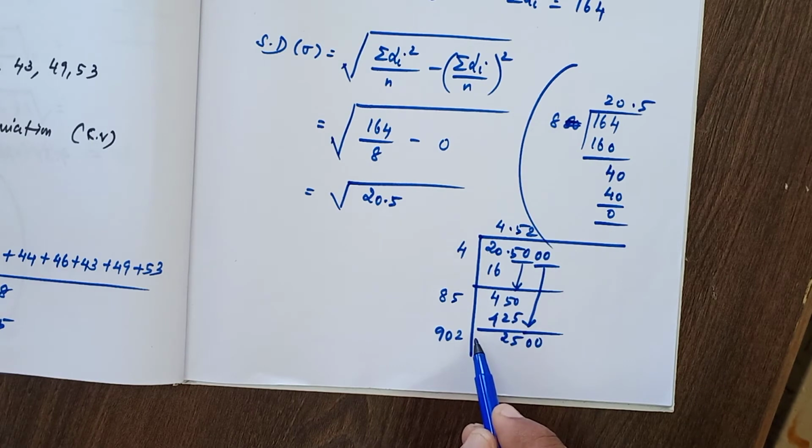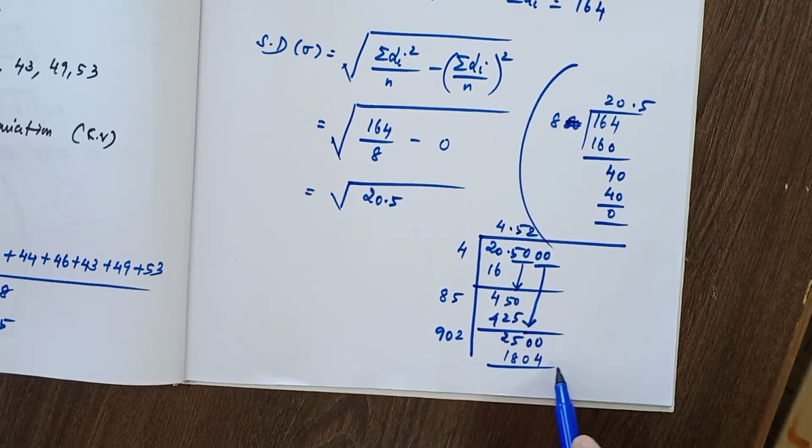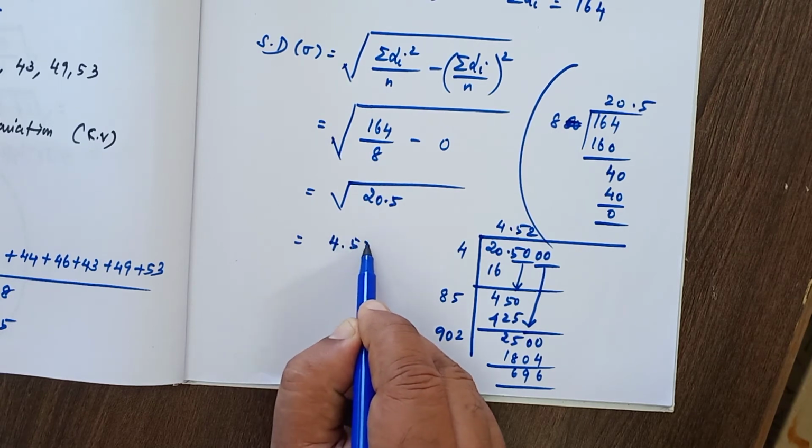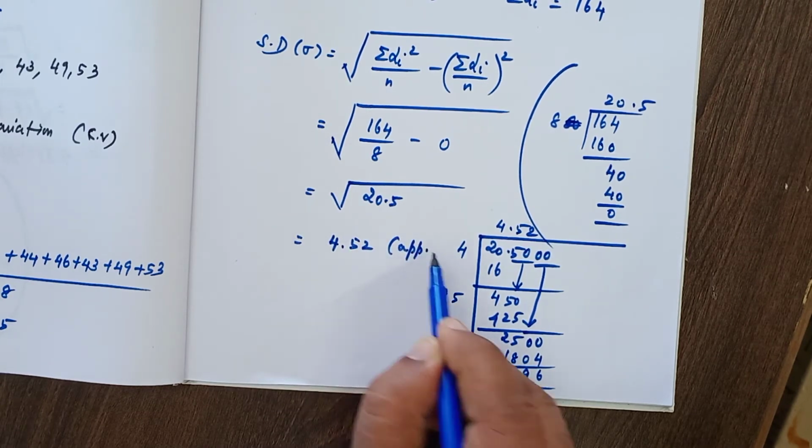Here also 2. 2 2s are 4. 2 into 0, 0. 2 9s are 18. Subtract 10 minus 4, that is equal to 6. 9 minus 0, that is 9. Since we have borrowed, 4 will be there. 14 minus 8, that is equal to 6. 1 minus 1 is 0. 696. So approximately you are getting 4.52.